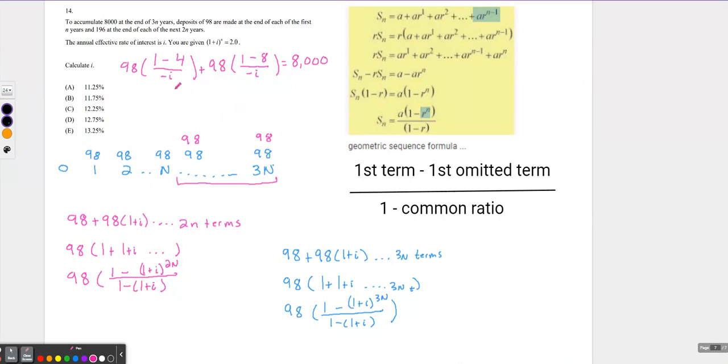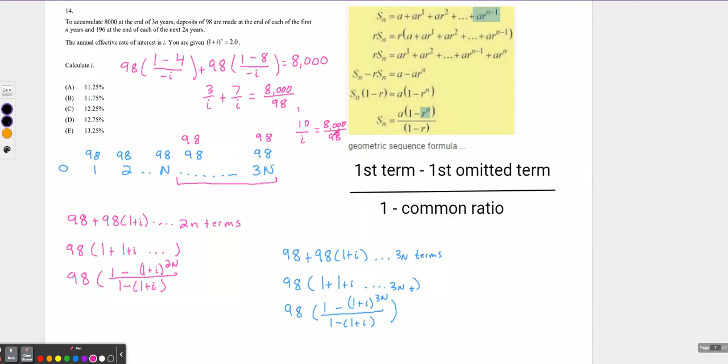We can divide both sides by 98 right now. So we get, this is a negative negative, so I get 3 over i plus, and this is going to be 7 over i equals 8,000 upon 98, right? So I get 10 over i. Let's go over here. 10 over i equals 8,000 over 98.